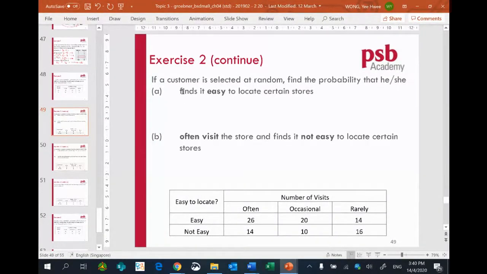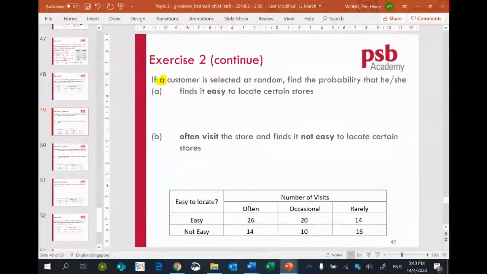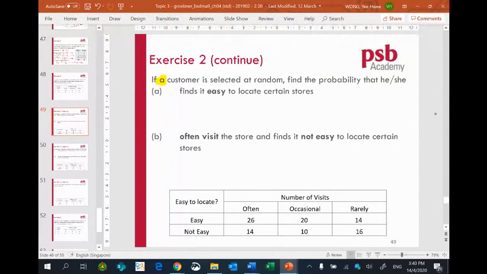A customer is selected at random. Just take note of the word: you only take one. Just choose one. Find the chance that he or she finds it easy to locate certain stores. Finds it easy, so only one thing, which is easy. So what's the total for easy? We have to find out the total first.